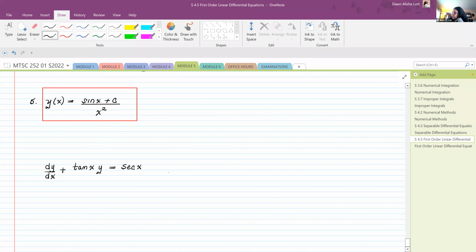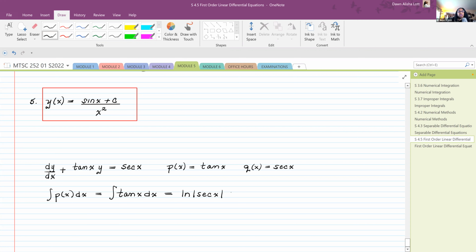What's P of x? Tangent x. Q of x. Secant. Okay, so when you do the integral of P of x dx, you're being asked to find the integral of the tangent of x. This is the one that was on the Kahoot. If you have to find the integral of the tangent of x, you need to remember that is the log of the absolute value of the secant of x. And then we don't need the constant.